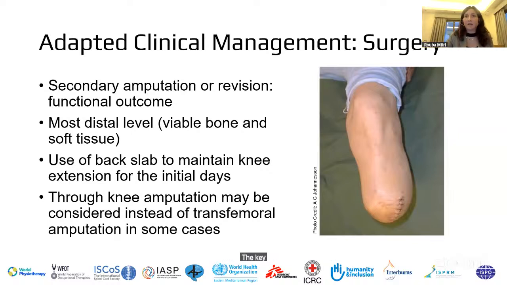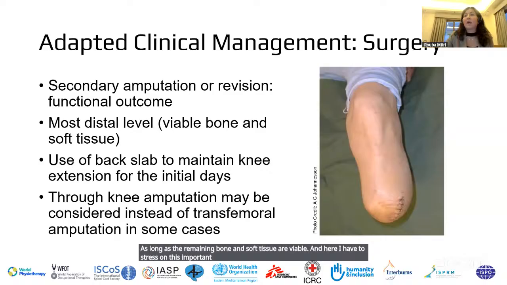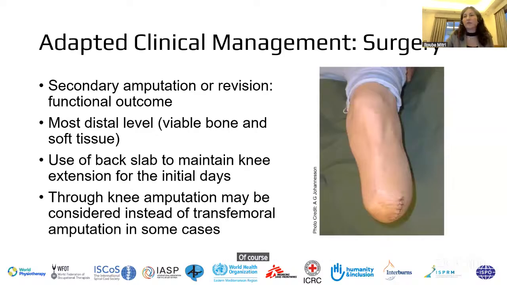The key idea is to preserve the most distal level possible as long as the remaining bone and soft tissue are viable. And here I have to stress this important note that we need to have a good coverage of soft tissue, which means if the choice is between bone length or good healthy soft tissue coverage, of course, soft tissue coverage is more important.